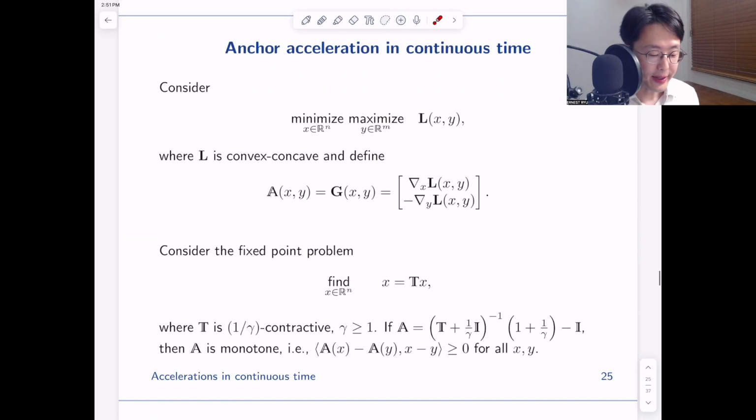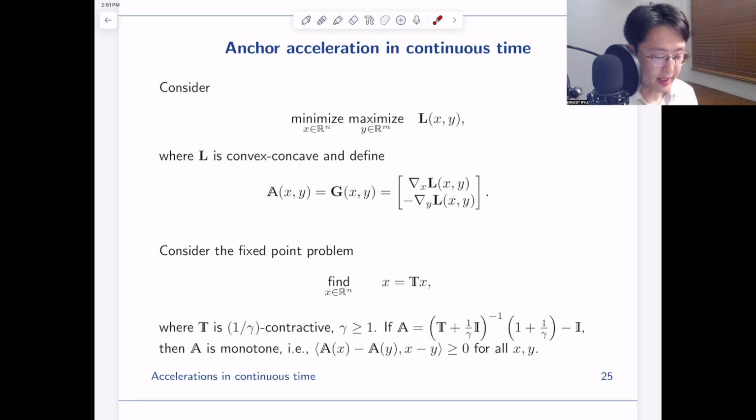What about these acceleration mechanisms that use the anchor? Well, okay. So for the minimax optimization problem, we had this G operator. Let's just rename that as an A operator. And then for the fixed point problem, what we can do is take this fixed point operator T and do this transformation, which I won't spend the time going into details on, but that allows us to extract the corresponding A operator from that. And this A operator is, crucially, a monotone operator.